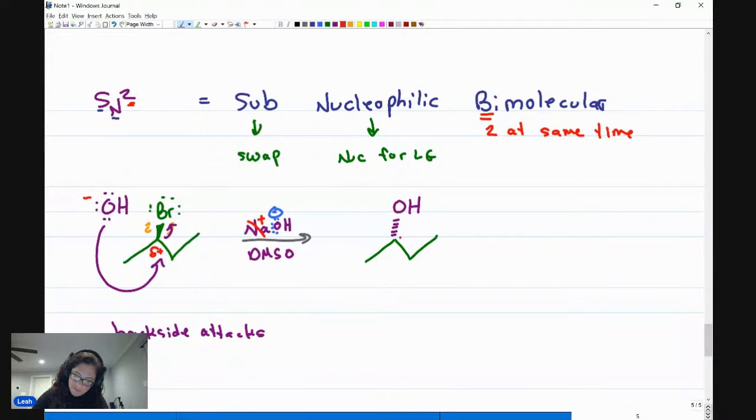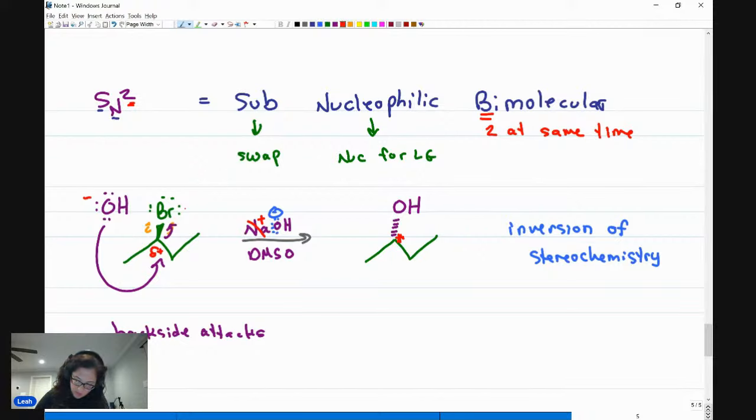And this is a chiral molecule. If I did it with an achiral starting molecule, it wouldn't matter. Meaning if my starting molecule looked like that, that's not chiral. And so the product wouldn't be chiral either. But in this case, it is. And I only have one option for the product. And that option is an inversion of configuration or an inversion of the stereochemistry. So I get the opposite stereochemistry of what I started with.